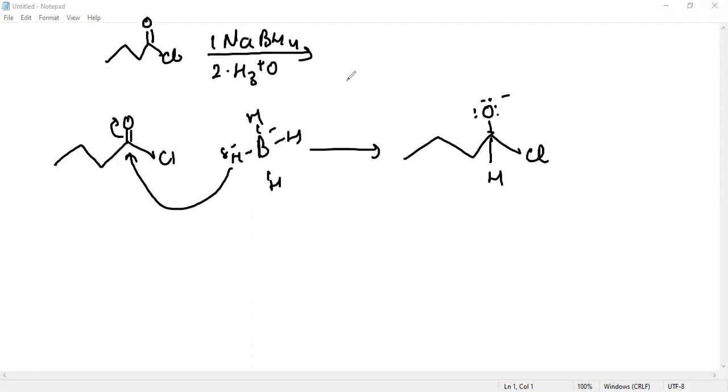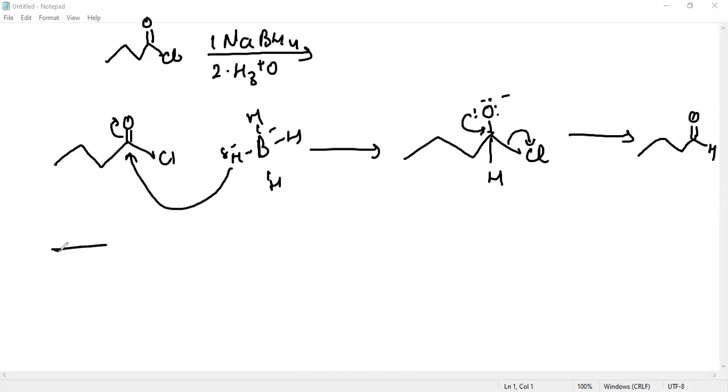Acid chlorides are more reactive than esters, because chlorine is a better leaving group than OCH3 or OR. So this will be pushed down, and the Cl will be made to leave. So what would be the result of that? You will have this aldehyde over here, double bond O, and then you have this H. So what will happen next?